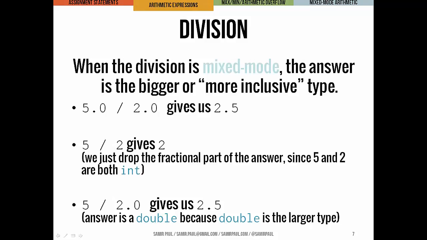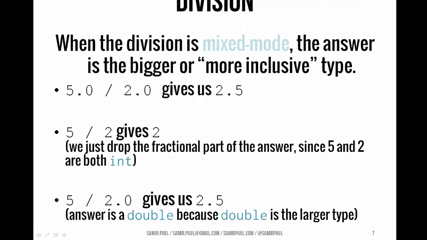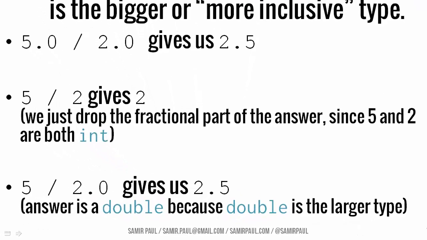Now, we talked about what happens when it's a float divided by a float. We talked about an int divided by an int. Now the question is what happens when we have mixed mode division. So a floating point number and an integer, a double and an int. As we said before, 5.0 divided by 2.0 is 2.5. Fine, that's not mixed mode. 5 divided by 2, okay, fine. 5 divided by 2.0. So again, that's integer 5 divided by floating point 2.0 gives us 2.5. The reason for this is we say that the answer takes the double type because double is the larger, more inclusive of the two types.